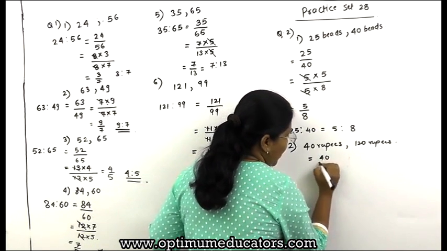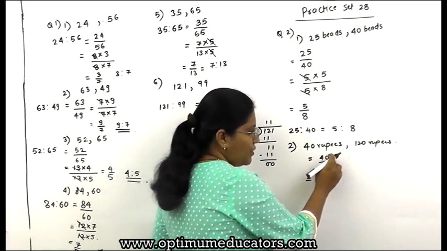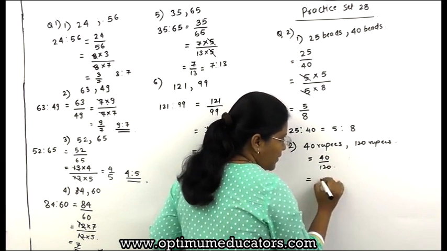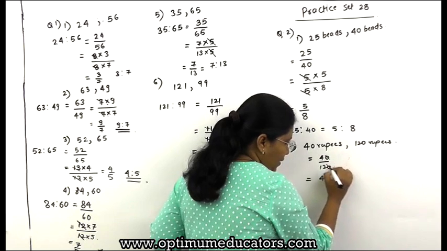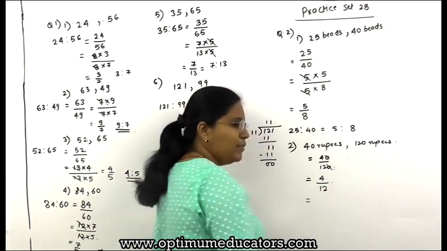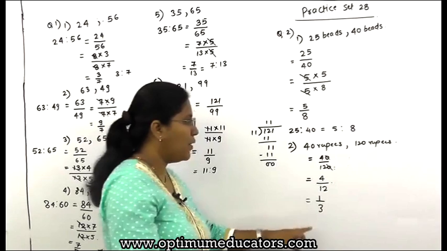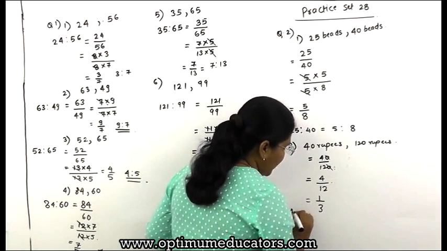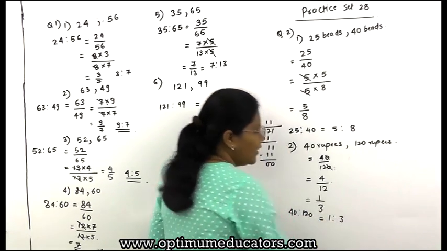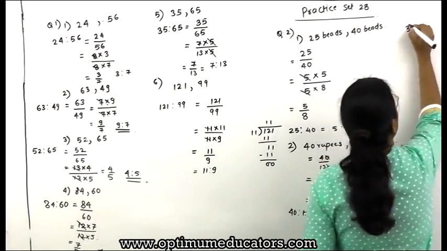That is 40 upon 120. Now if you have 0 at the unit place of the numerator and denominator, we can cancel it off like this. This is the same as saying 4 upon 12, and we know that 4 3s are 12. So it is 1 upon 3. So 40 is to 120 is the same as 1 is to 3. Okay, let us go for the third example.